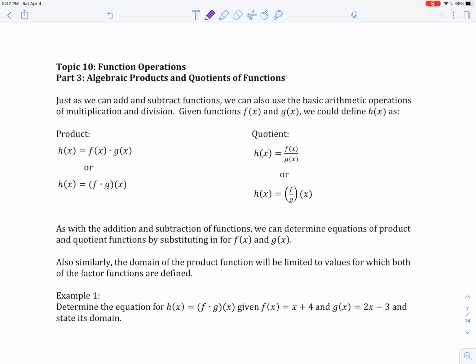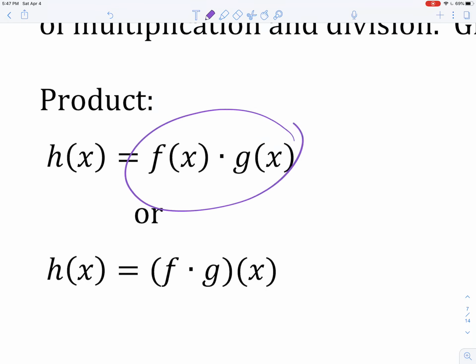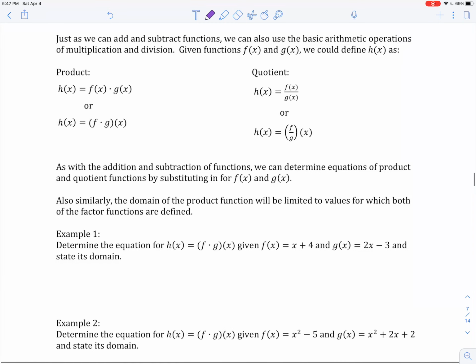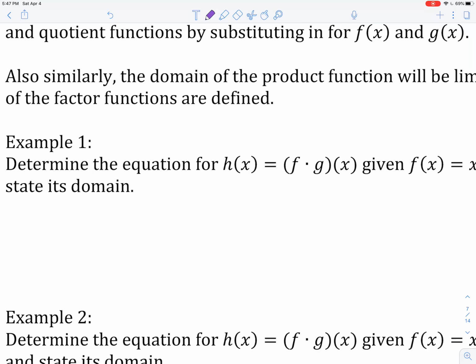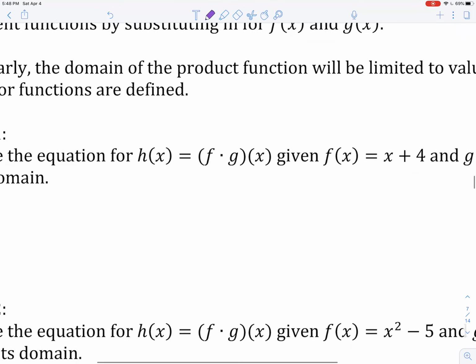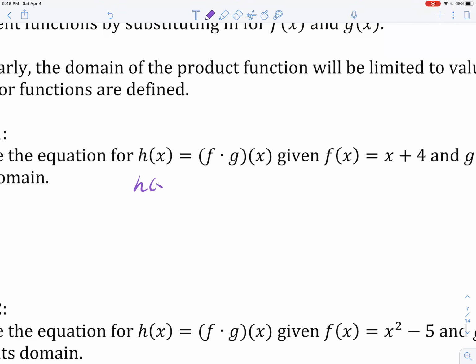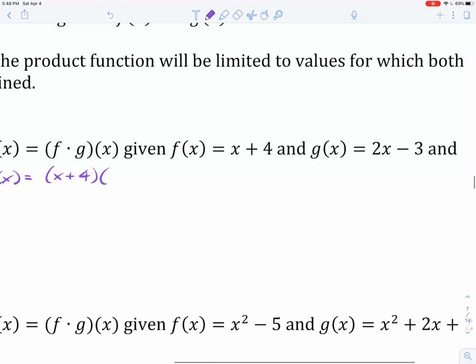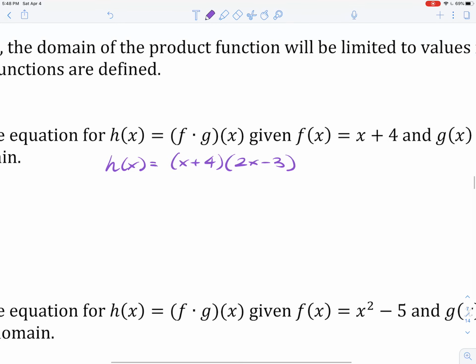So with products, for example, when we're asked to multiply things together by one of these notations, we do just that. We just multiply them together. In this example, we're going to take f times g of x. We say it's f of x times g of x, where f of x is x plus 4, and g of x is 2x minus 3.